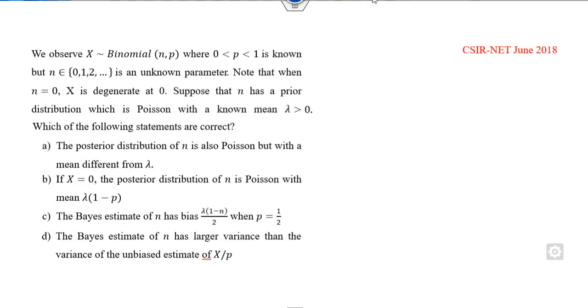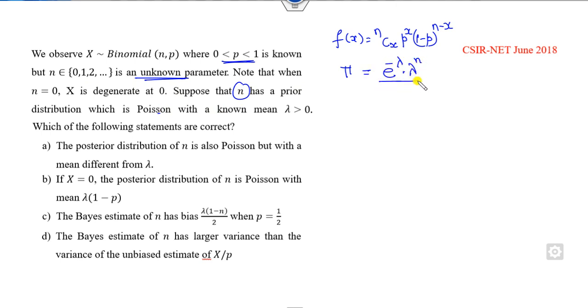Okay, look at the last question. So if x is given to you as a binomial distribution, it is nCx p^x (1 minus p)^(n minus x), where p is known. Now p is known, n is unknown. The prior distribution of n is a Poisson distribution, so e raised to power minus lambda, lambda^n over n factorial. This Poisson distribution is for the n, and the sample size is 1, so you can find the posterior.